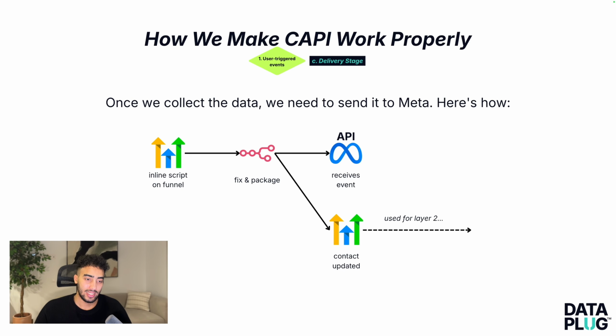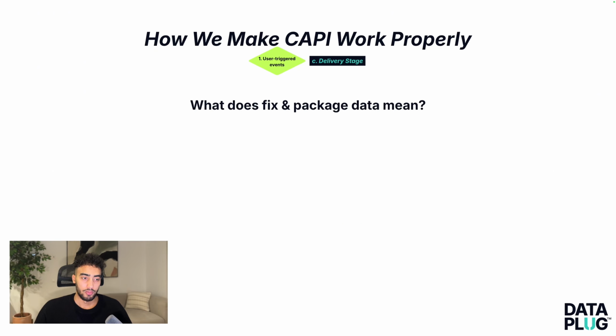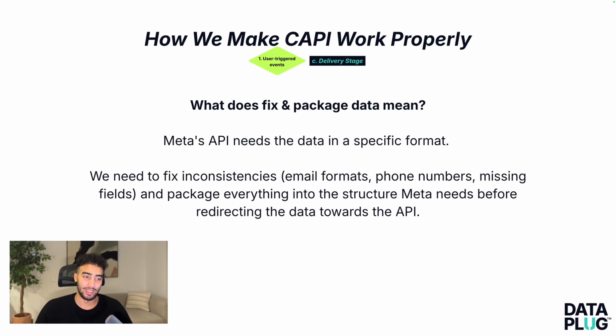And then NA10 sends the event to Meta. And we also update the contact with certain data points like IP address, user agents, all of that, because we're going to use it in the second layer of the solution. So just to dig a bit deeper, what does fixed package data mean?